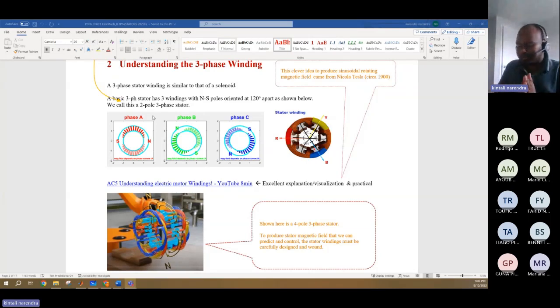Getting back one step, how is the rotating magnetic field developed in the stator of any kind of AC motor? To develop that rotating magnetic field, Nikola Tesla came up with this sinusoidal kind of winding. If you have opened any motor, you generally see a lot of coils, copper wires, which are wound like this. This is what you see when you open it.